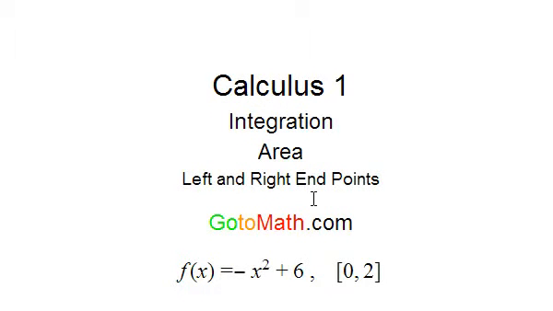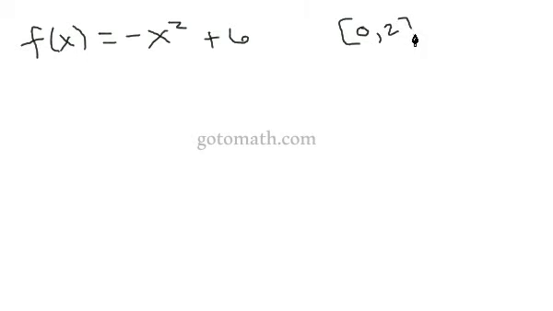Alright, we're looking at area, and in the previous video we were approximating the area under the curve, and we were using the right endpoints. But this time we're going to be using the left endpoints. So let's look at a picture. Let me write the function up here that we're looking at. f of x is equal to negative x squared plus 6, and we're on the interval between 0 and 2.